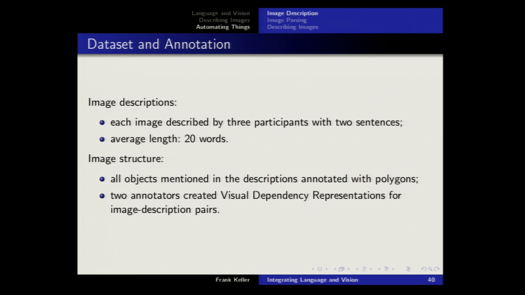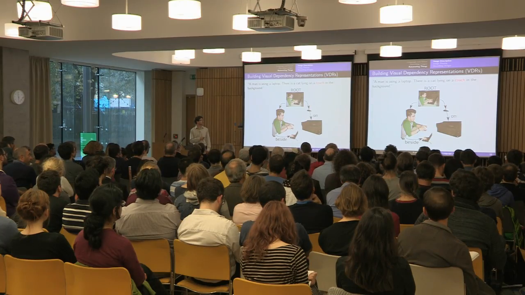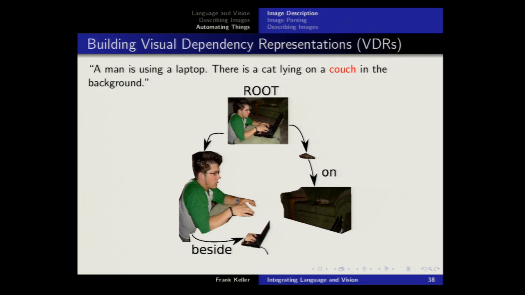Then we got another set of participants to annotate the objects. They drew polygons around the objects in the image. And then we got another set of annotators to generate these visual dependency representations. So these are now representations that hold for pairs of sentences and images, right? Just like this one. So someone has cut out the objects, and then they have decided how the objects relate to each other based on the sentence description. And this is now the training data that we use to build our image description system.